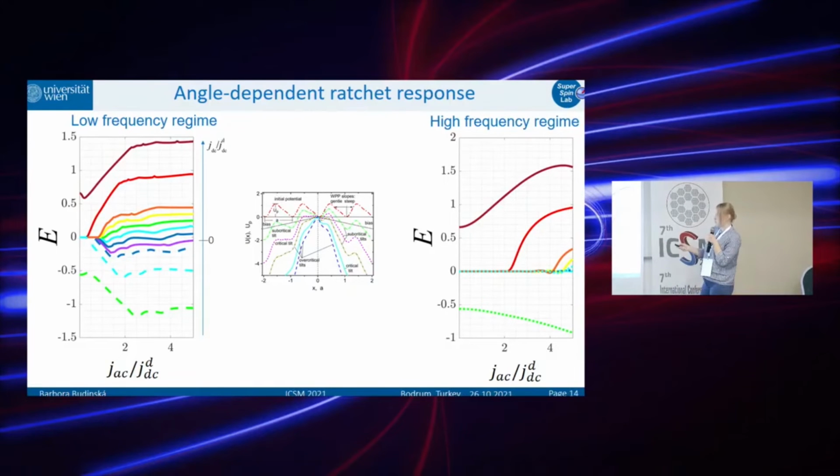This is in the low frequency regime, but when we go to the high frequency regime, we don't observe this at all. The reason is that now the frequency is so large that our vortex is only moving in one of the wells and doesn't have time to hop from one to the other.